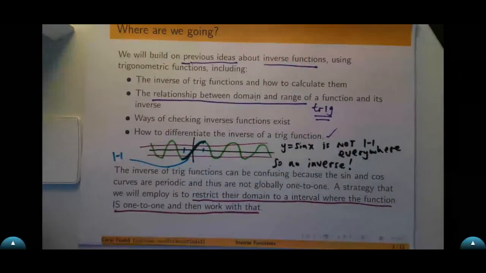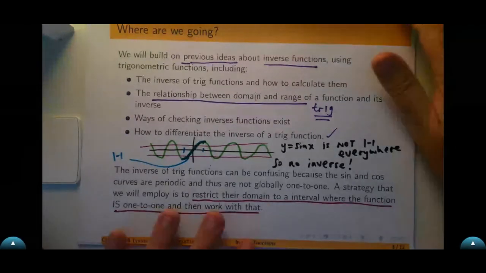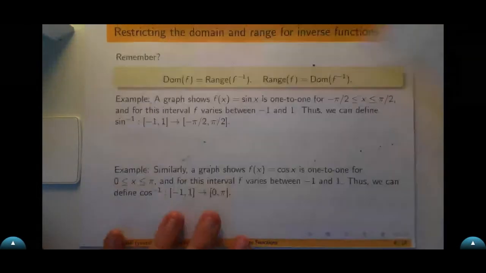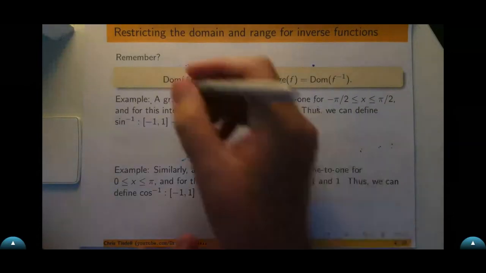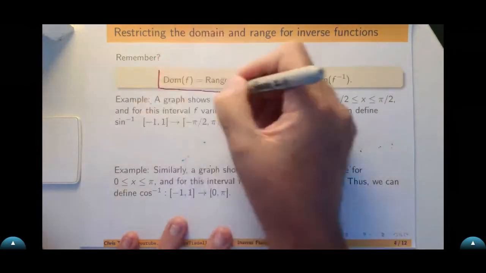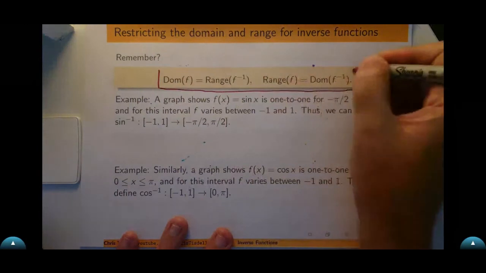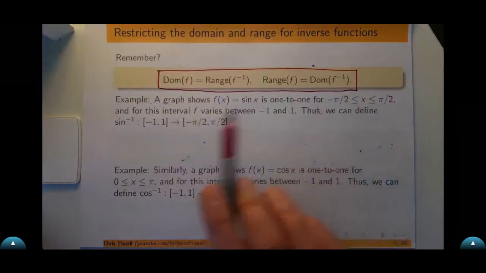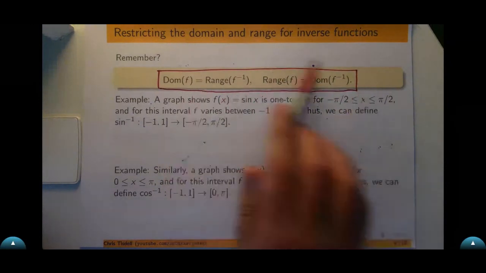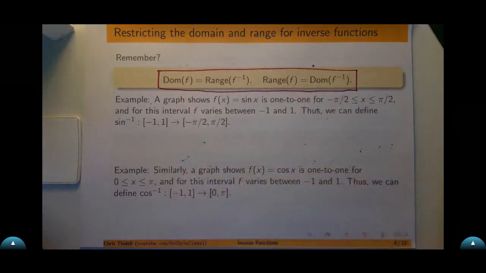And the same with cosine and the inverse of that, okay? All right. So if you can remember from last lecture, these are some really important relationships between the domain and the range of the function and its inverse. So to calculate four things, you only need two, which is really nice.